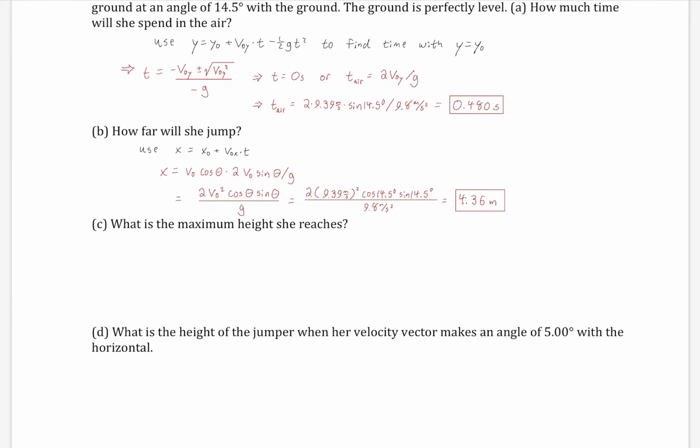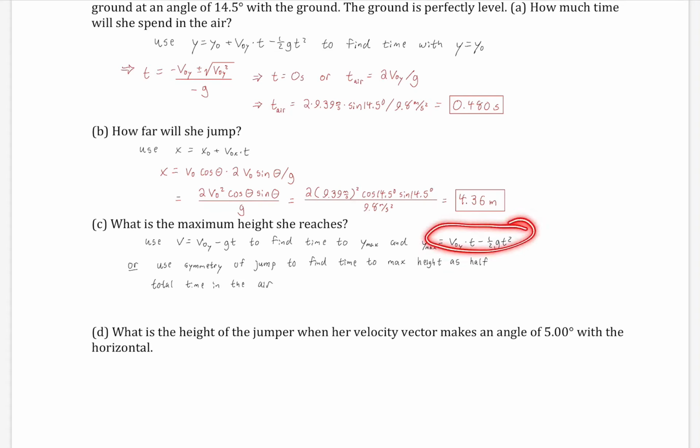Okay, so how do we find that? Well, we use v equals v naught y minus g t to find the time to y max, and y max equals this, okay? So that's how you would do it, if you wanted to. But you can also just cheat. Well, not cheating, it's being smart.